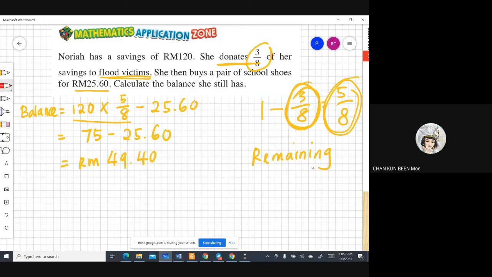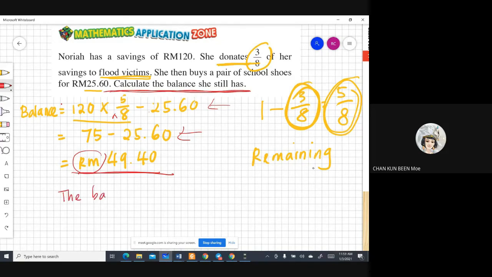So you can see from here, all my working, I don't write down the RM because I don't want you to get confused later on. Some of you will write down RM here and also write RM here, which is not correct because the RM is only for the price. So for your working, you don't have to show the unit until the last part. Then you show your unit. And lastly, you have to answer the question. The balance she still has is RM 49 ringgit 40 cents.